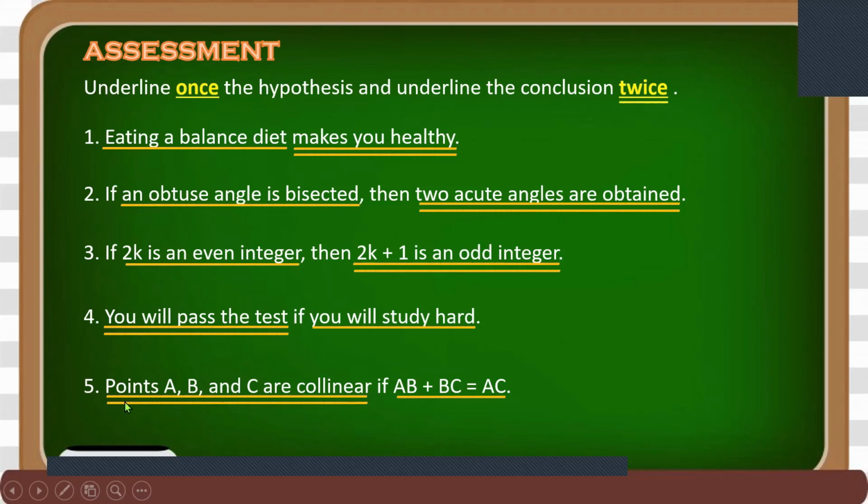And the last, our hypothesis is AB plus BC is equal to AC, dahil nandun yung salitang if. Yung hint yan. And our conclusion is points A, B, and C are collinear. Kung kayo ay tama lahat, I'll give you 3 claps. Very good.